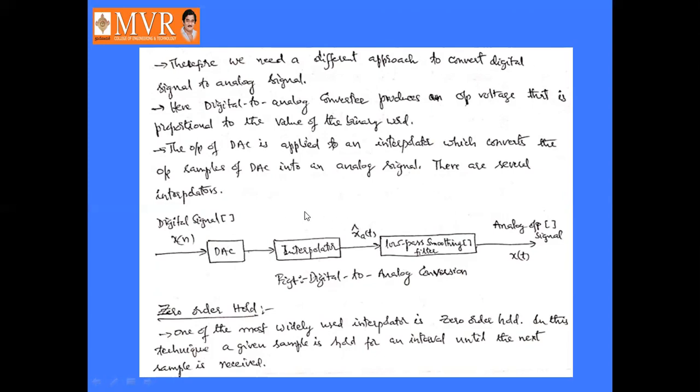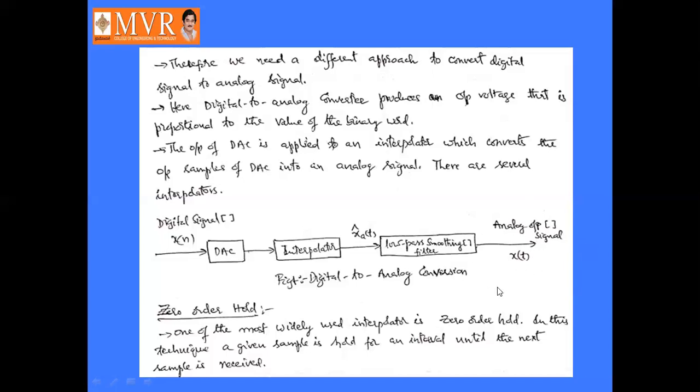So this is the interpolator. The DAC, digital to analog converter, output is connected to the interpolator. What is the role of the interpolator? It converts the output samples of the DAC to analog signals. These analog signals are passed through a low pass smoothing filter, so that a smooth analog output signal is obtained.